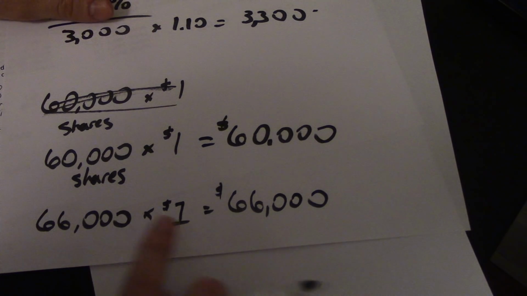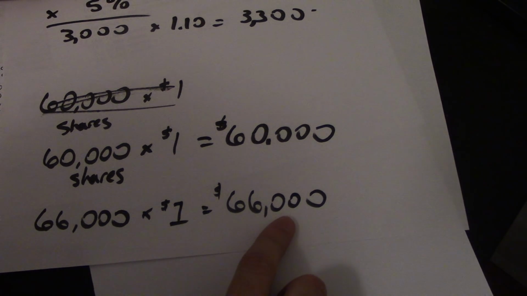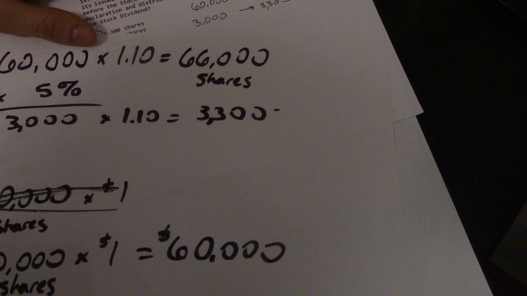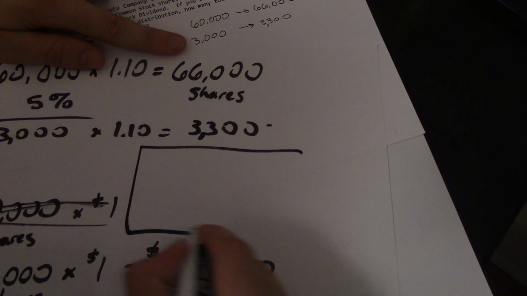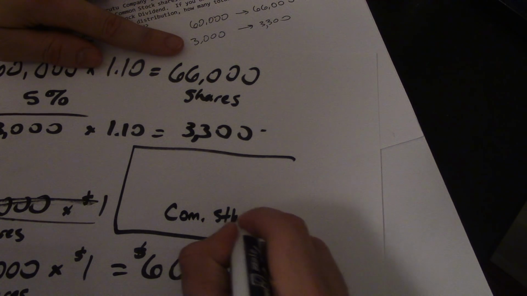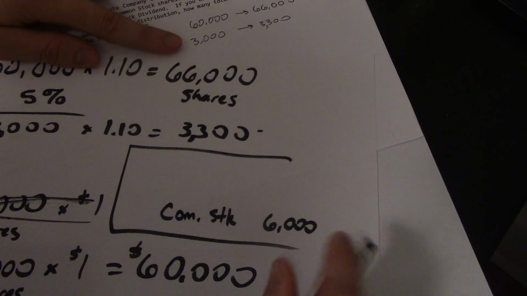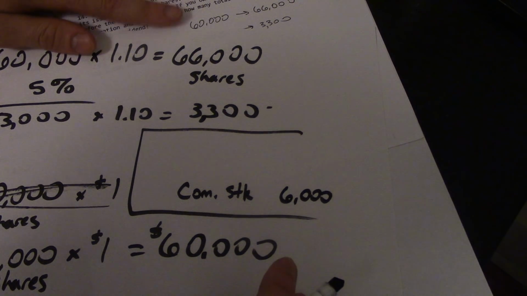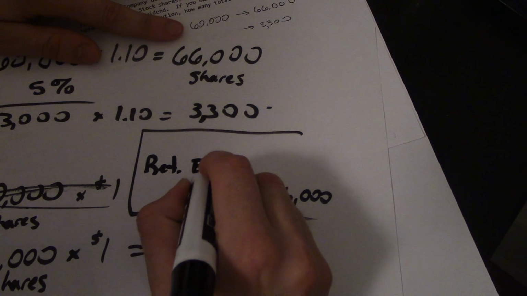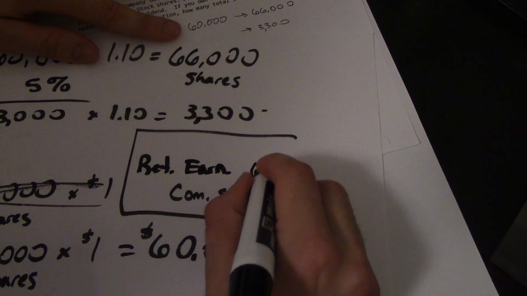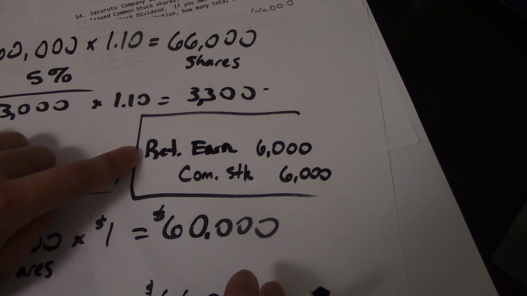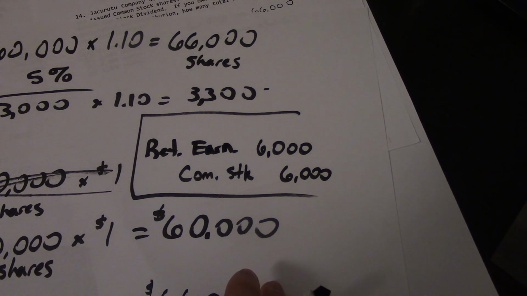Now what happened? Well, we increased the value of our common stock by $6,000. The journal entry that would relate to that is a credit to common stock for $6,000, and then we take $6,000 out of our retained earnings account. There's our journal entry: debit retained earnings, credit common stock for the value.